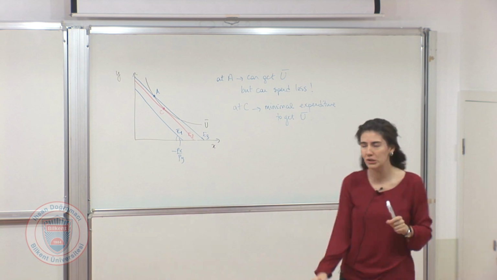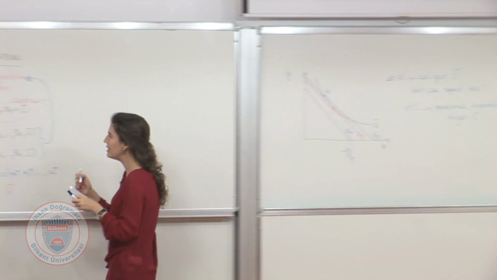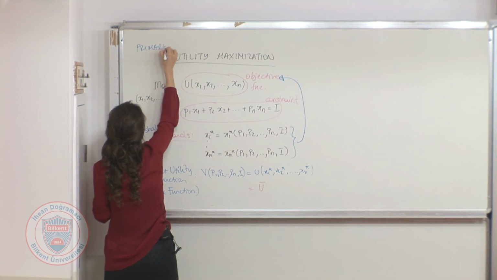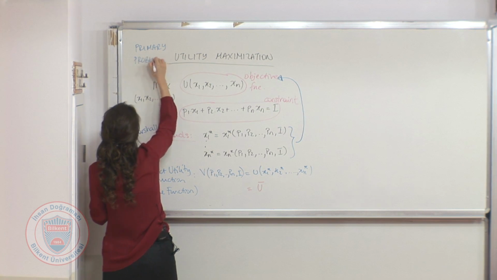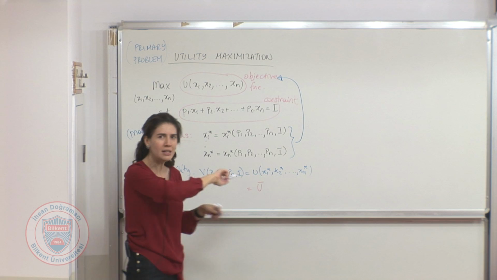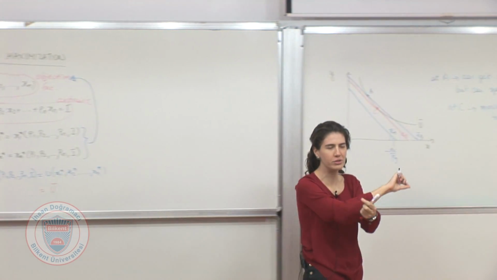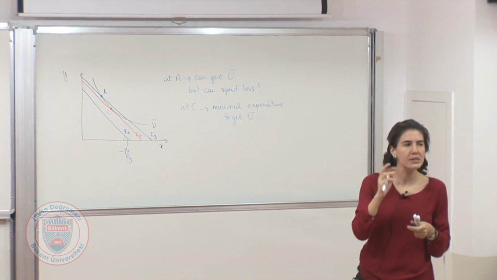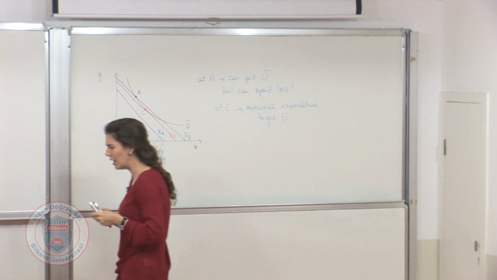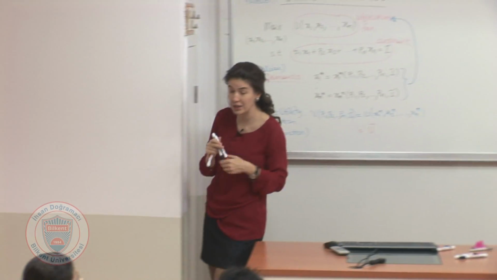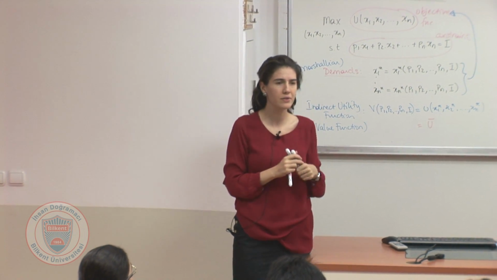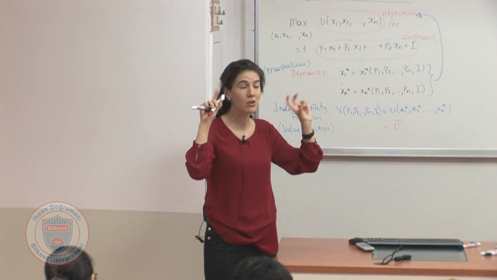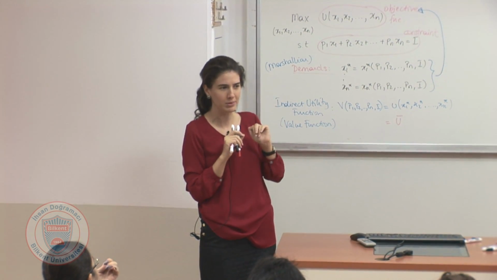So the problem that we have written here is actually the primal problem, okay? The reversed version of it is called the dual problem. You're going to see this later maybe in your other math courses, in linear programming. So this is the primal problem, and the problem that I mentioned is going to be called the expenditure minimization problem, okay?